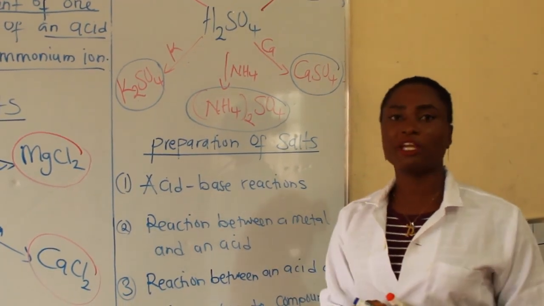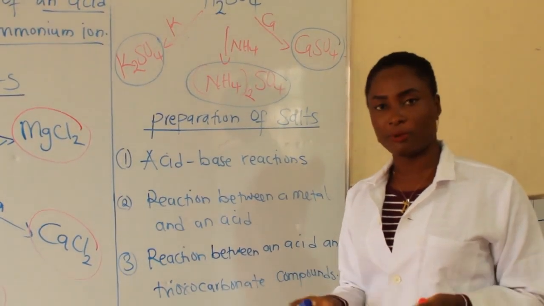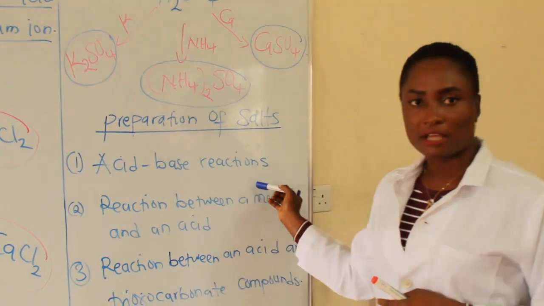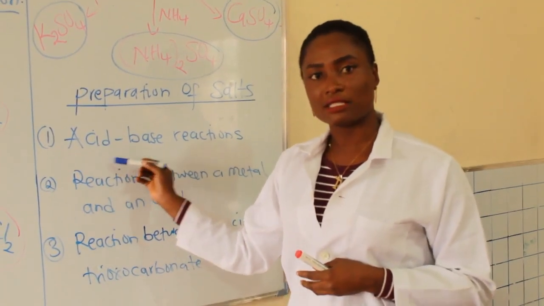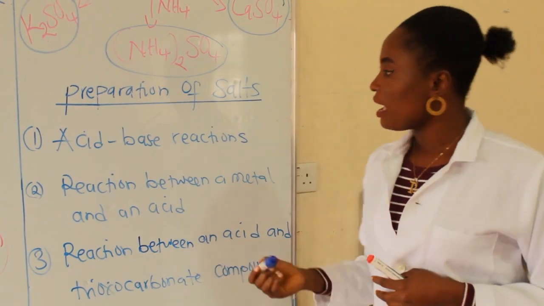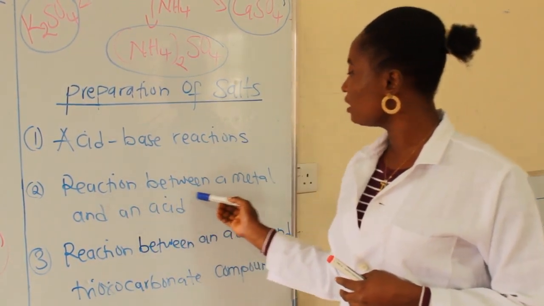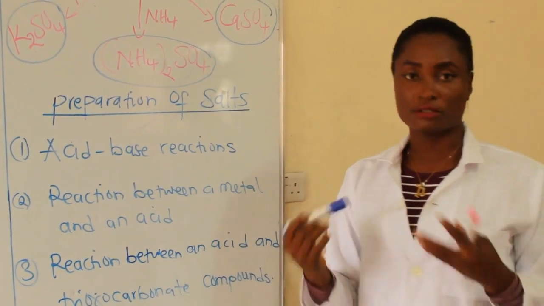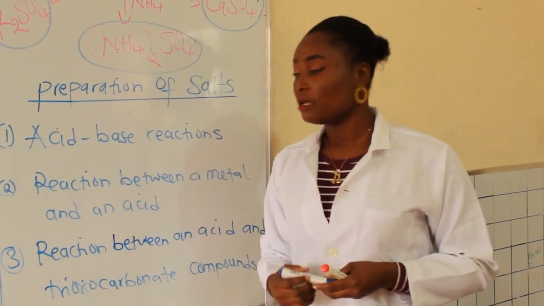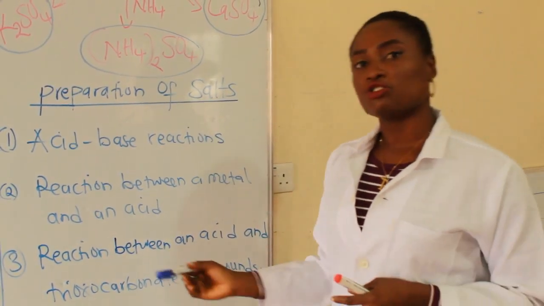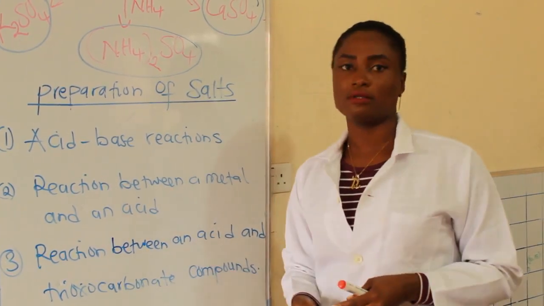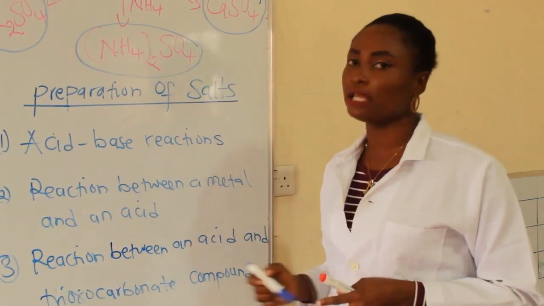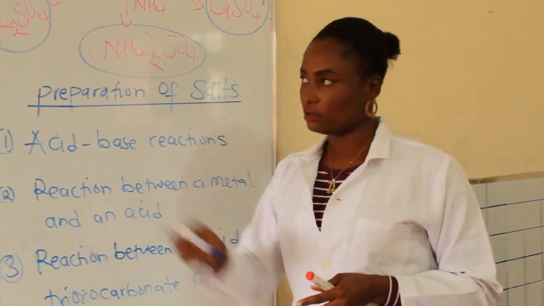Okay, quickly let's look at the preparation of salt. How is salt prepared? Salt can be prepared from acid-base reactions. So you have an acid reacting with a base, a salt will be formed. And then salt can also be formed by reaction between a metal and an acid. So you have a metal reacting with an acid, a salt will be formed. And finally, reaction between an acid and trioxocarbonate compounds. Of course, you know how to write trioxocarbonate compounds, but I'm going to take my time right now and explain this preparation of salt.